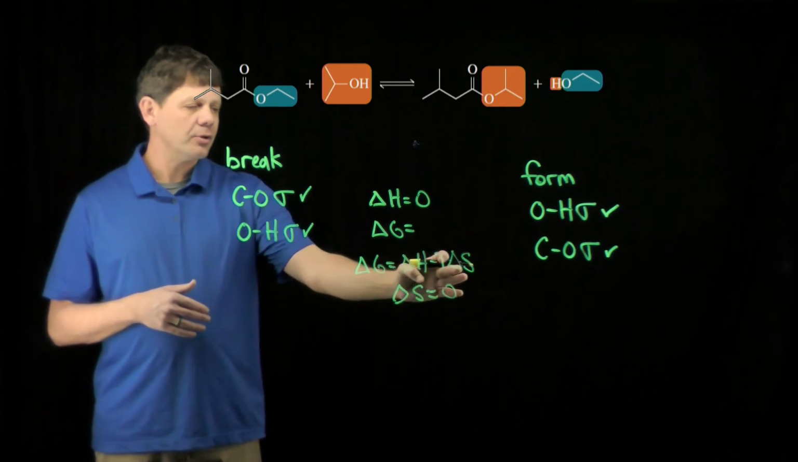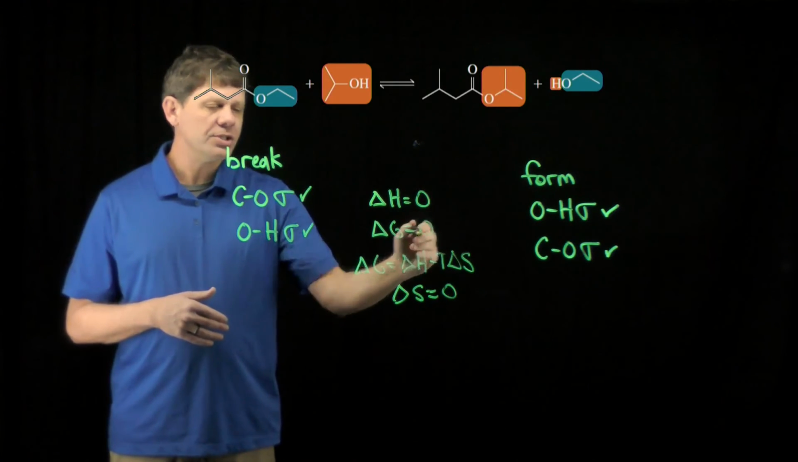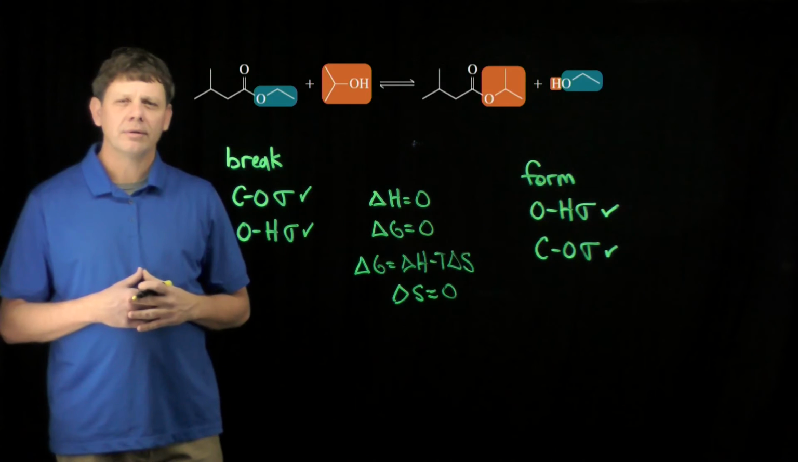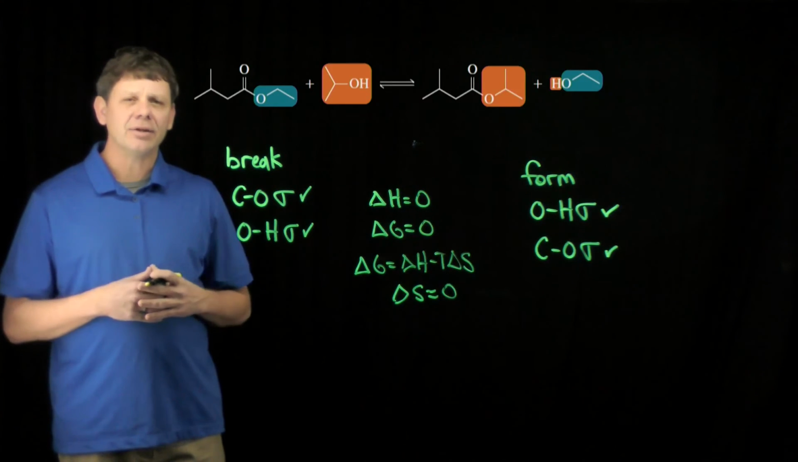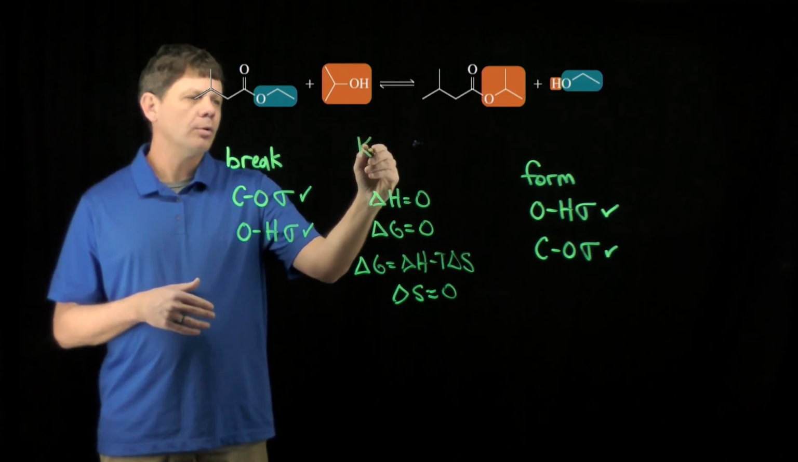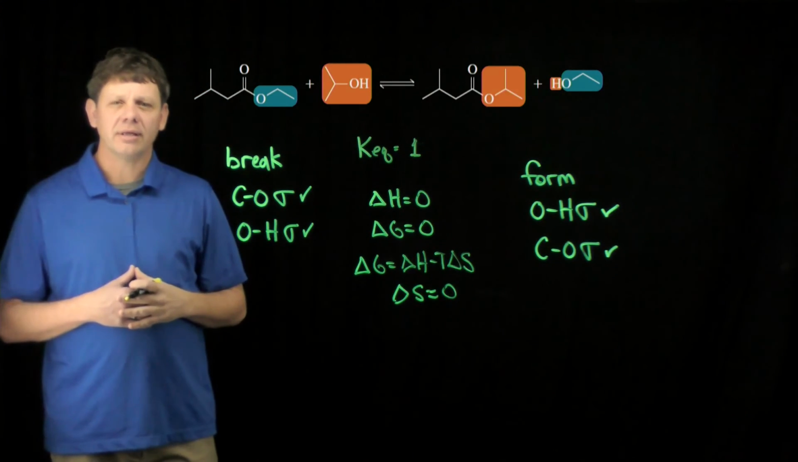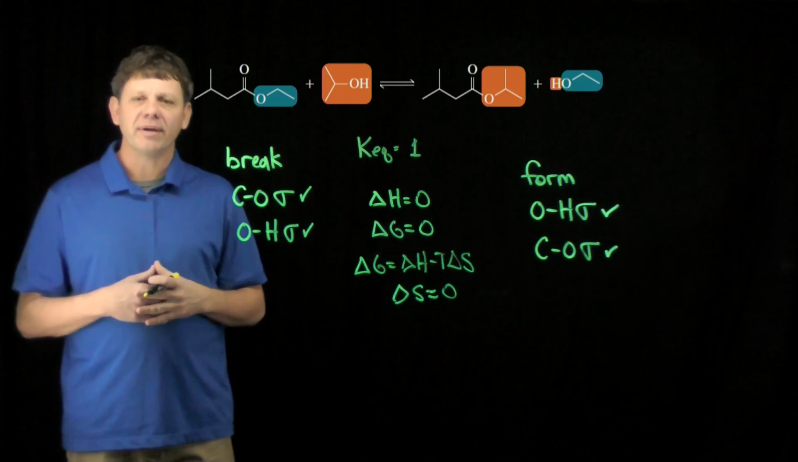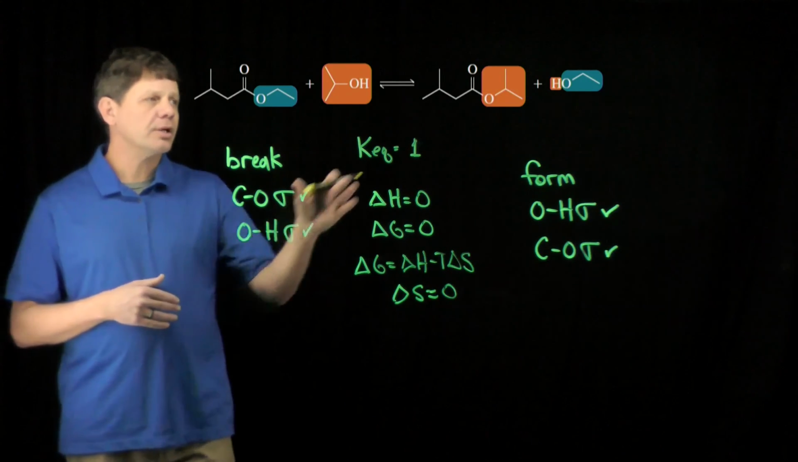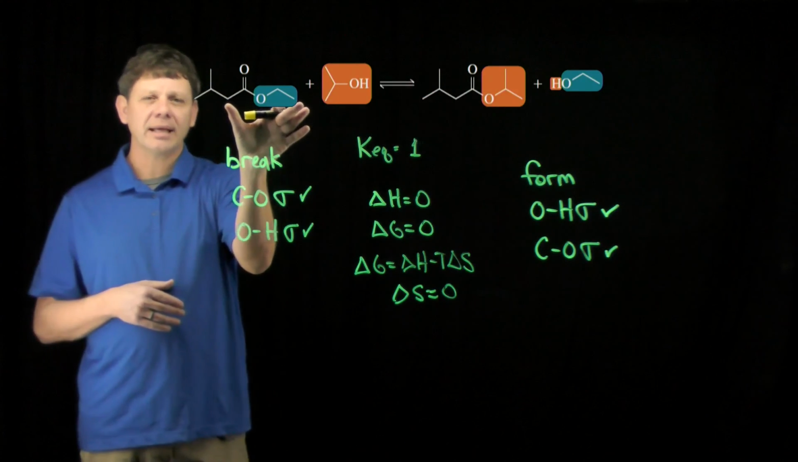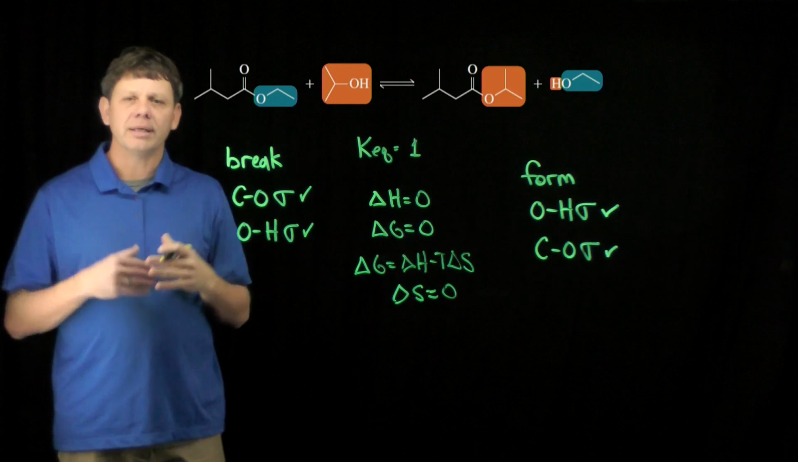If delta H is 0 and delta S is 0, delta G is going to be equal to 0. And K_eq then for this reaction will be equal to 1. So neither side of the reaction is favored, or they're both favored equally. The concentration of the products and the reactants at equilibrium should be equal.